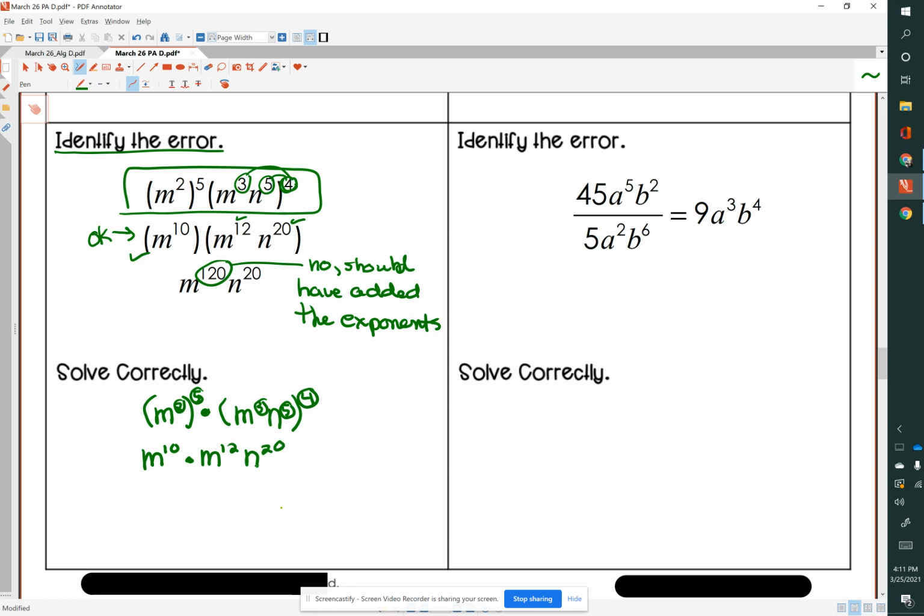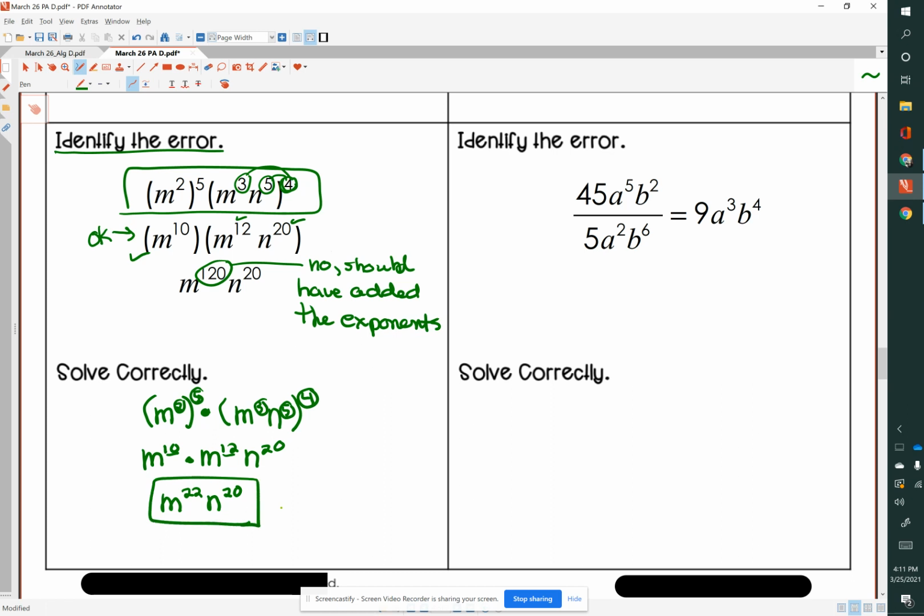So far, so good. Now we need to multiply the m's together, and that's where the mistake was. So it should be 10 plus 12, which is 22, and then our n, 20. And that's a final answer.